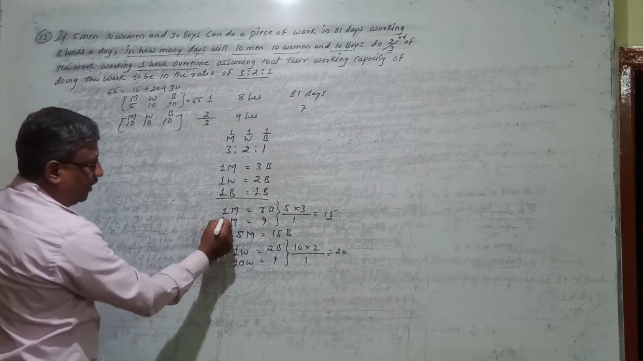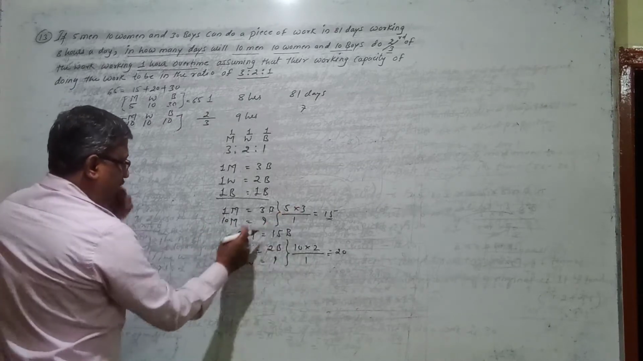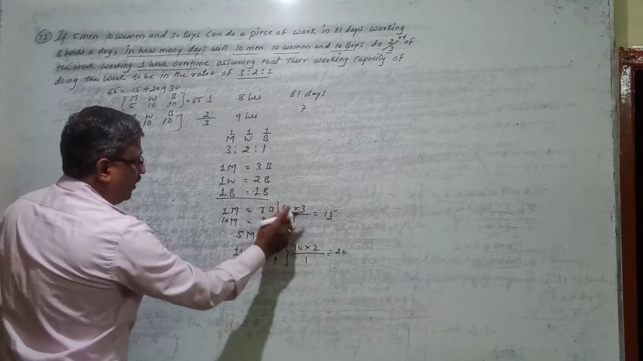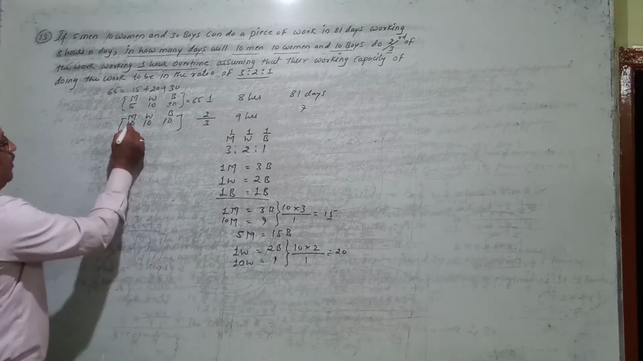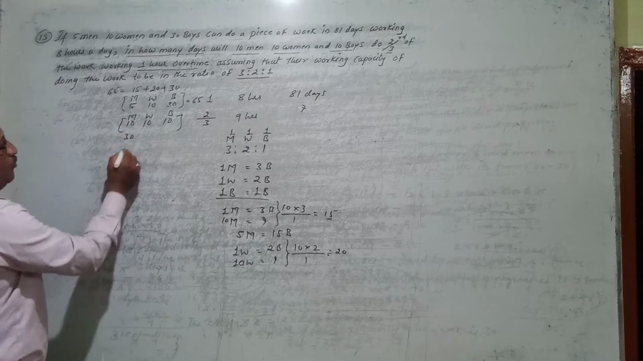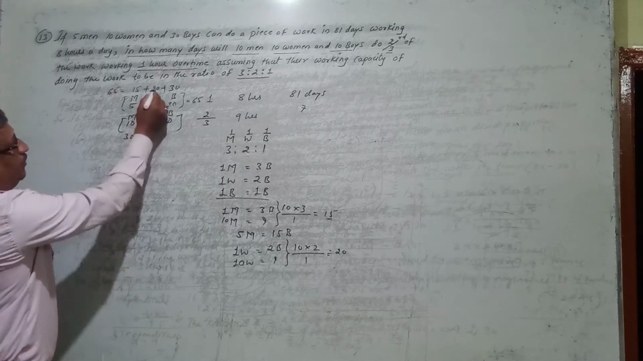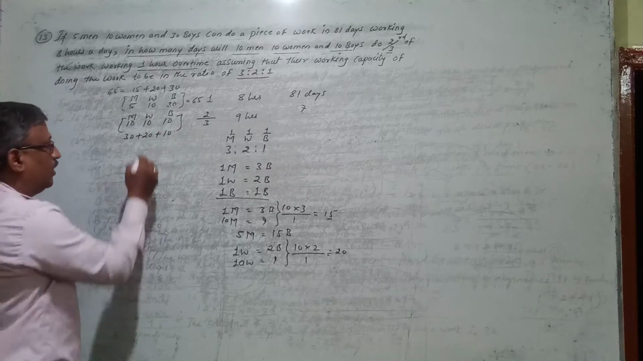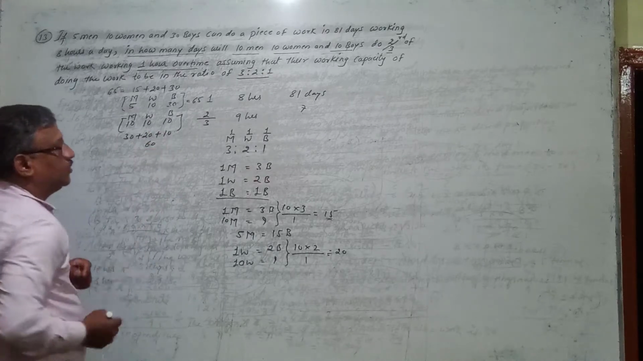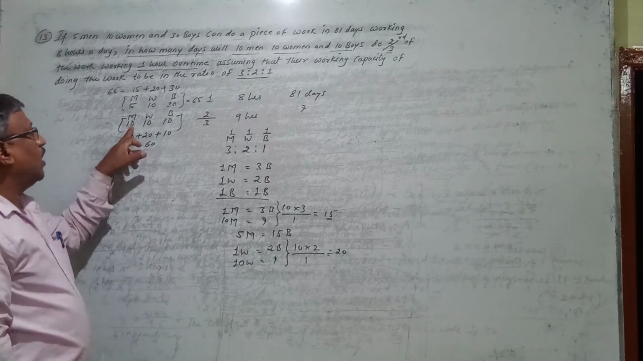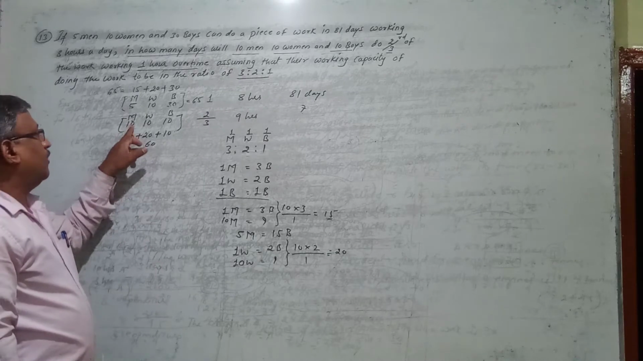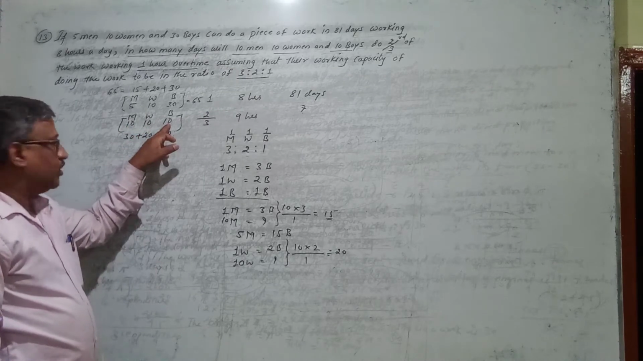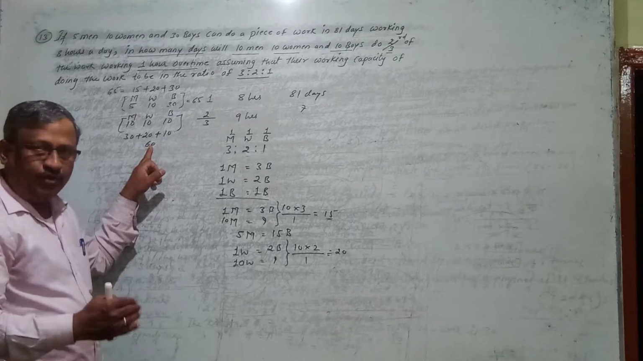So here you have to take 10 men. 10 men means here you have to take 10 into 3, 30. Means in place of 10 men you have to employ 30 boys. Then in place of 10 women we have to put 20 boys, and in place of 10 boys we have to put 10 boys only. So total number of boys becomes 60.